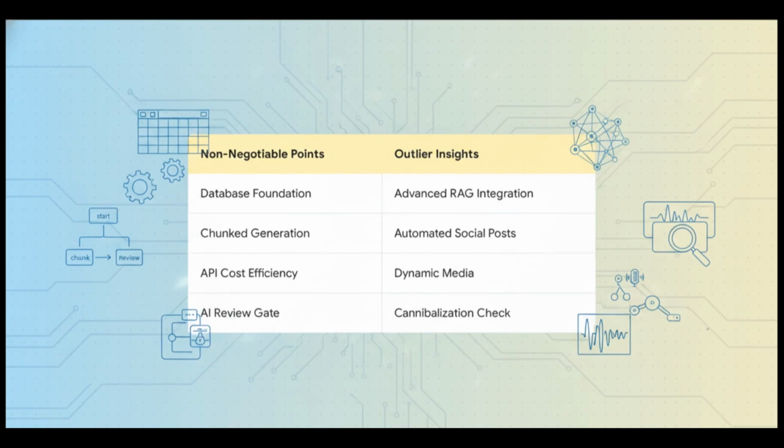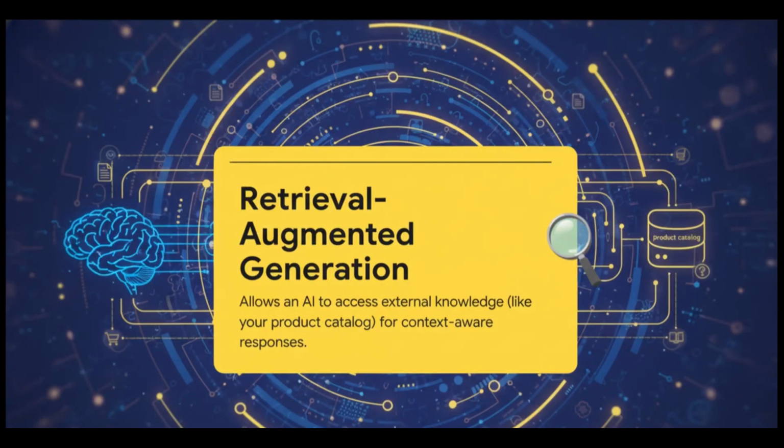These are the outlier insights. This is your secret sauce. This is the stuff that makes people go, whoa, I've never seen that before. And let's just quickly define one of those outlier terms, because it's a big one. Retrieval-Augmented Generation, or RAG. All that means is you're giving your AI a custom brain. Instead of just knowing about the internet, it can tap into your own private data, like your company's product catalog. This allows it to create insanely relevant content. Just tuck that away. It's the key to the whole thing later on.